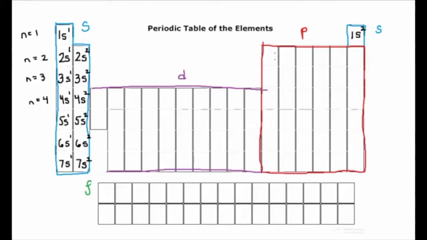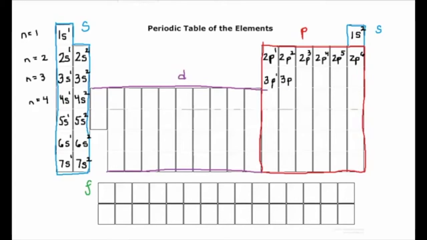Now I'm going to move over to P. When I start here, notice there is no 1p. You start with 2 because I'm in the second principal energy level. So it's going to be 2p. This is my first electron in that subshell, so 2p1, and this will be 2p2, 2p3, 2p4, 2p5, and finally 2p6. The next energy level: 3p1, 3p2, etc. So keep doing that and fill in the rest of this.